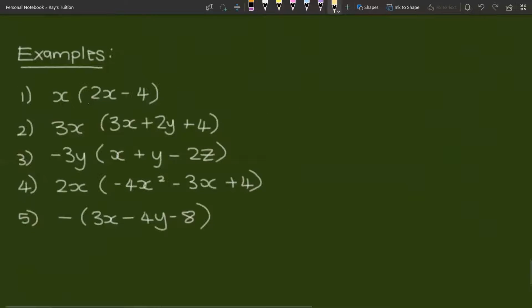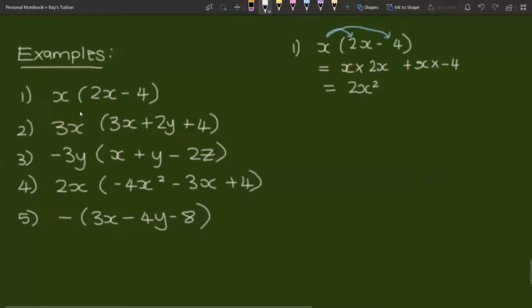So here we have some questions. Please pause the video now if you would like to attempt them before we go through them together. Let's start with number 1. It says x times 2x minus 4. So we're going to distribute the x to both of the terms inside the bracket. Again, I'm going to put in the middle step where I'm actually doing the multiplication. Once you get comfortable with it, you don't have to. So it's x times 2x and x times -4, so that we've distributed it. This is then equal to x times 2x is 2x squared, x times -4 is -4x.